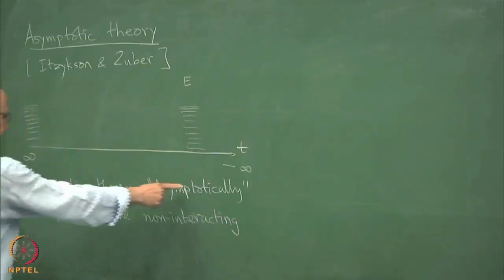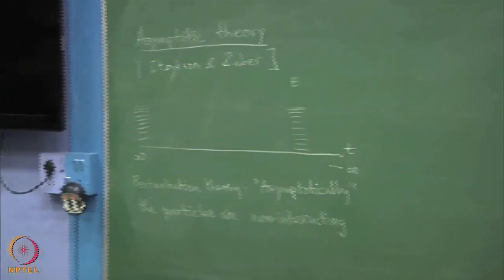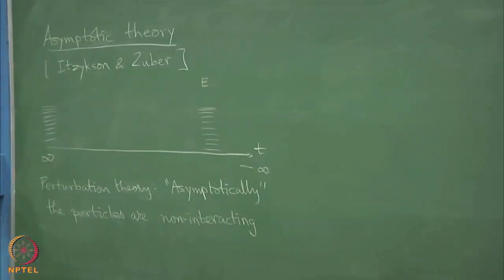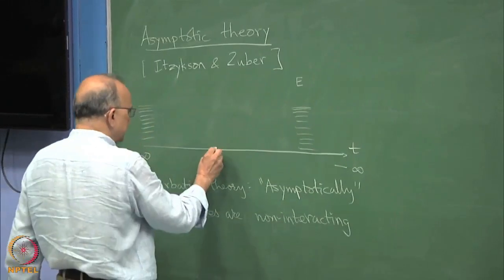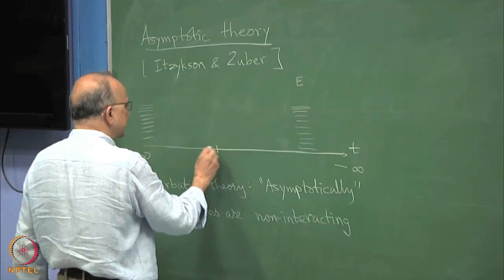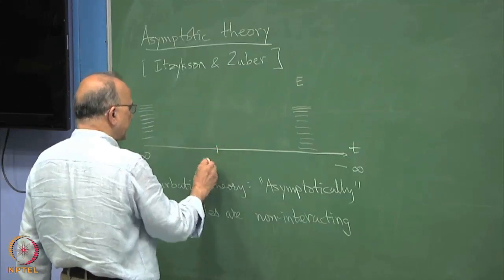So asymptotically there are particles and they are non-interacting. But then you also want interaction because they have to do something. So in the region near t equal to 0, interaction turns on.